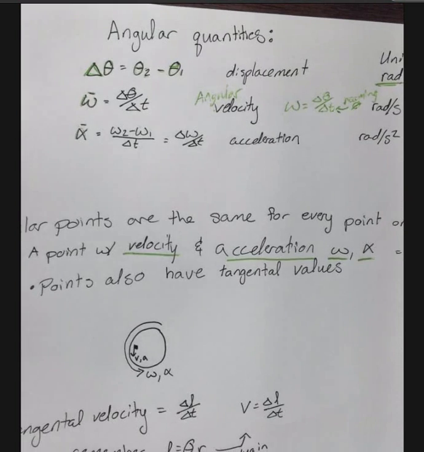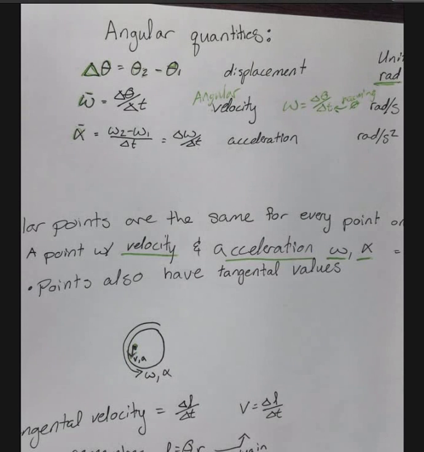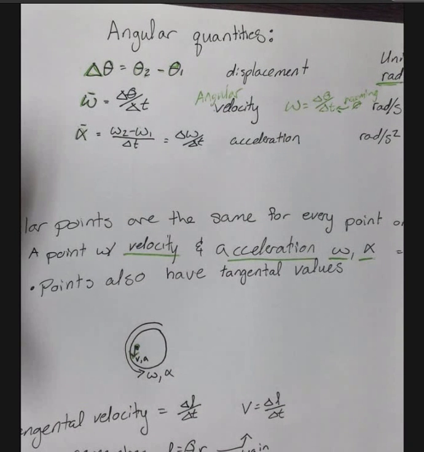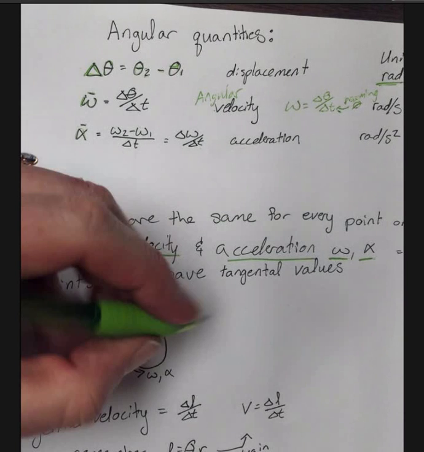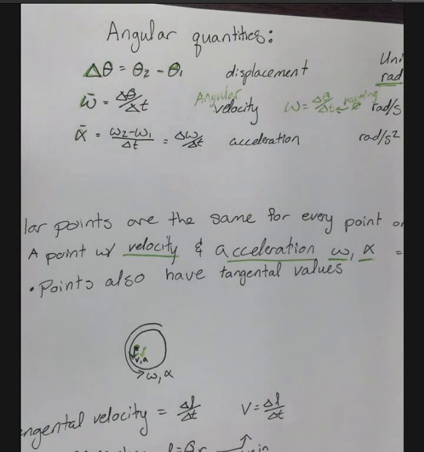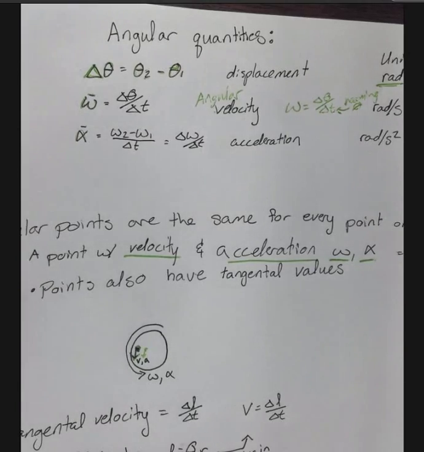However, these points would also have tangential values, right? So a point right here would have a tangential velocity. If there were no force, if that point suddenly were to become detached from the other points on the object, it would follow a tangential path, and it would have a tangential acceleration. Another point in would likewise have a tangential velocity, and it would follow its own tangential path. And the tangential velocity for two different points is not necessarily the same as the angular velocity, and they're not going to necessarily be the same amounts.